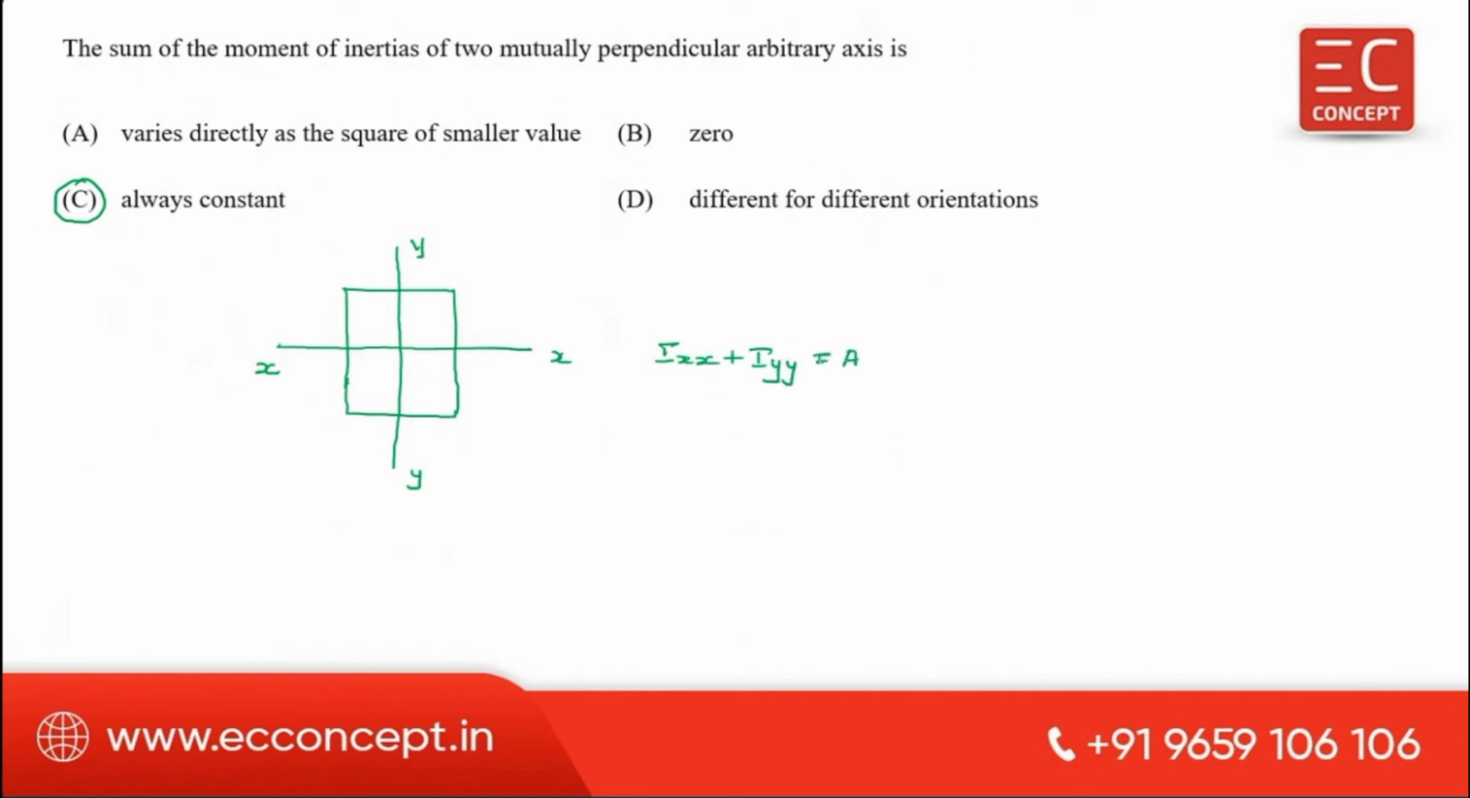For example, a. Okay, this value will be equal to the sum if you take moment of inertia about some other axis. For example, this is another axis, and perpendicular to this is another axis. Let us consider this is x dash, x dash, and this is y dash, y dash. Same, Ixx dash plus Iyy dash is equal to a. That means for any two mutually perpendicular axes, the sum of moment of inertia is always constant.